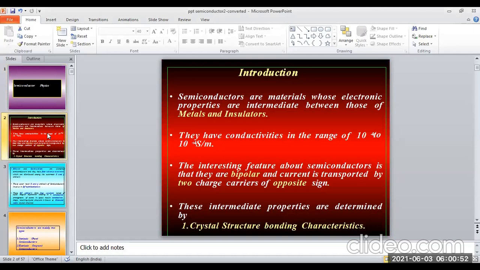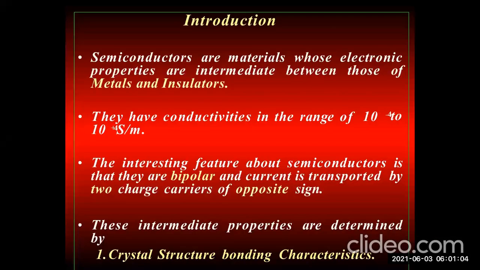Semiconductors are nothing but the materials whose electrical conductivity lies between the conductor and insulator. You can just see the range. It is found to be 10 power of minus 4 to 10 power of plus 4 Siemens per meter.